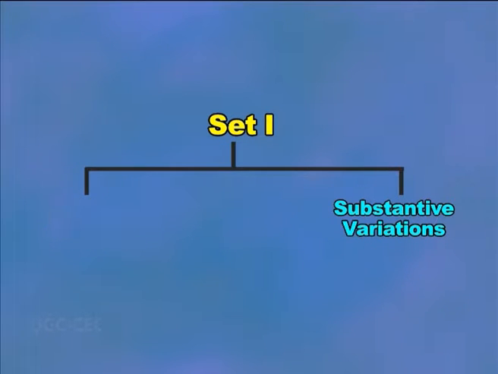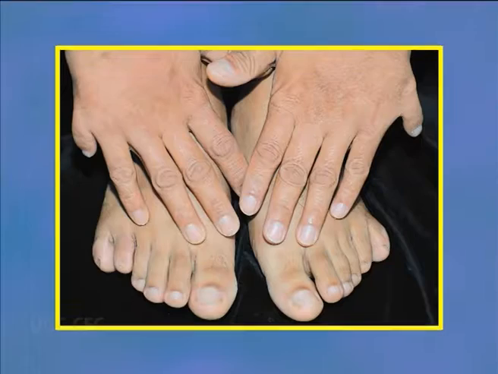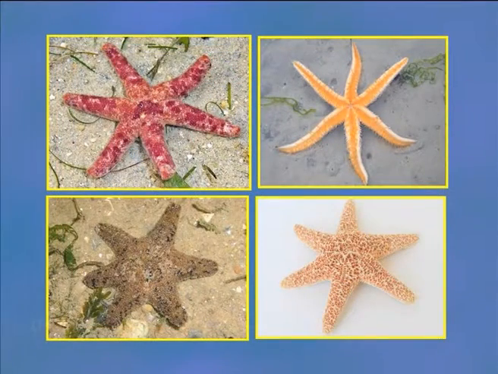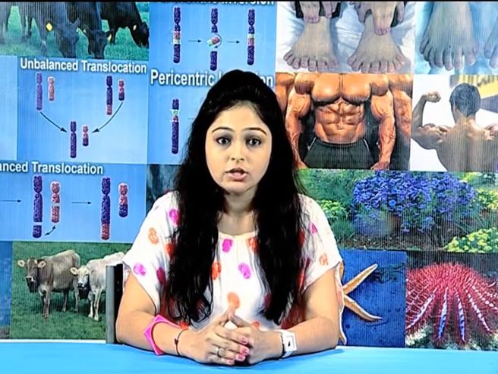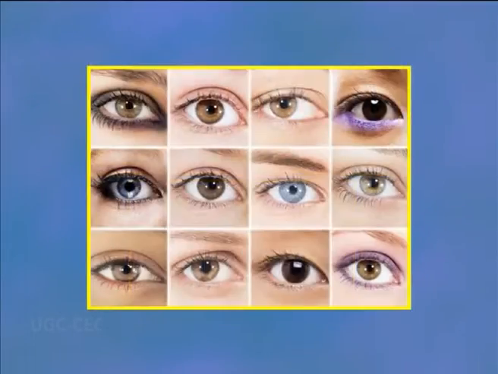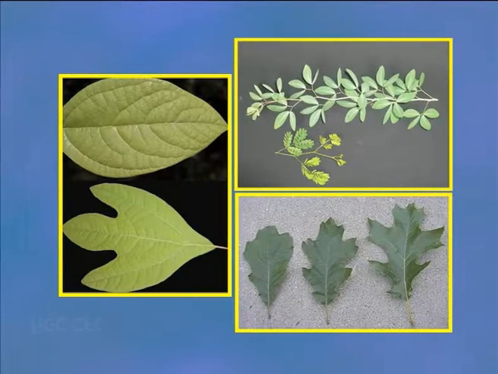The meristic variations include the variations in the number of parts of an organism, as for example, occurrence of 6 digits on hand or foot instead of normal 5, and presence of 6 arms in starfish while normally it is 5. The substantive variations include variations in form, size, shape or color, shape of the nose, ear and eye, the height of the body or plant, the shape of the leaves, etc.